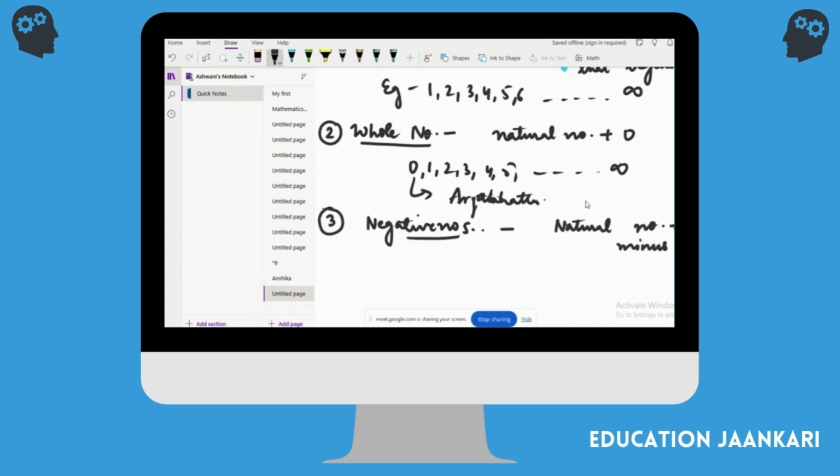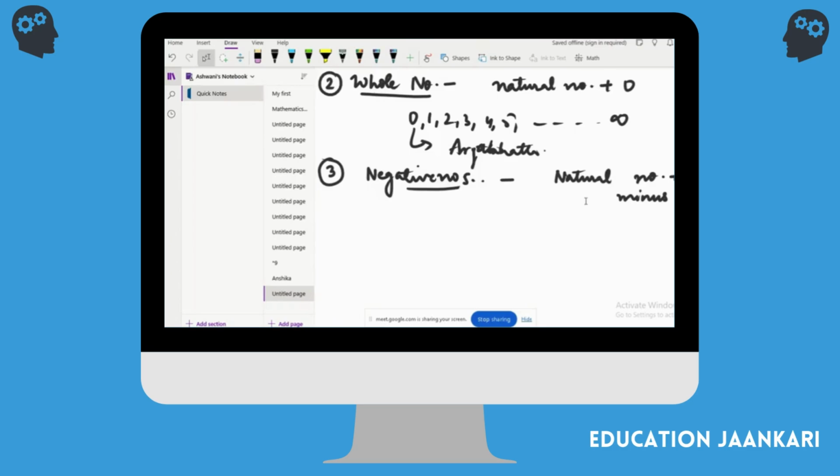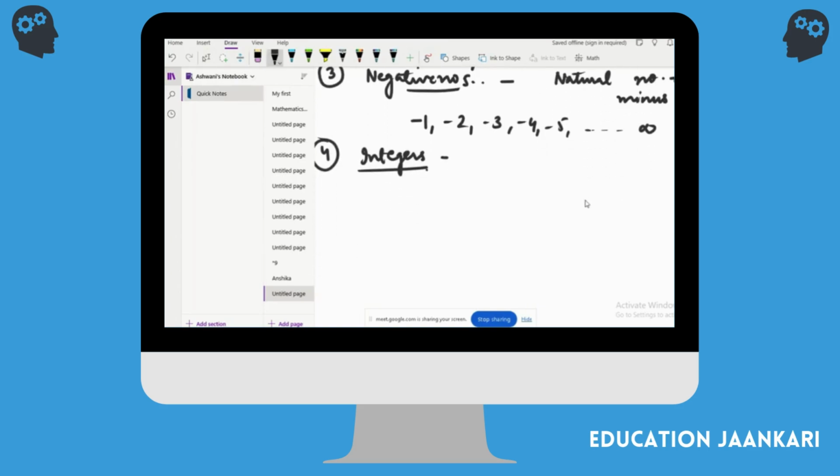Because in negative numbers we are not including 0. Whole numbers with minus sign, that will be integers. Negative numbers are natural numbers with minus sign. They are like -1, -2, -3, -4, -5 and so on till infinity, right? Okay, then what are integers?